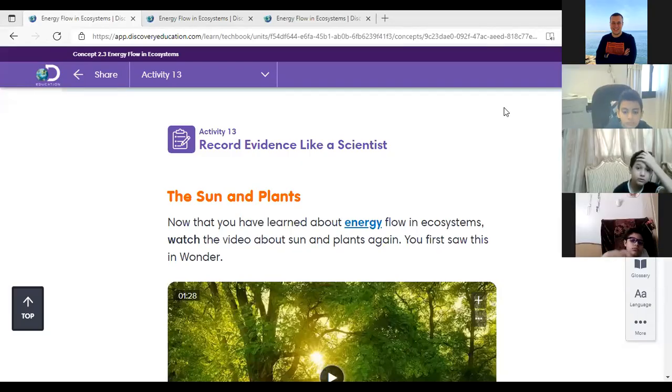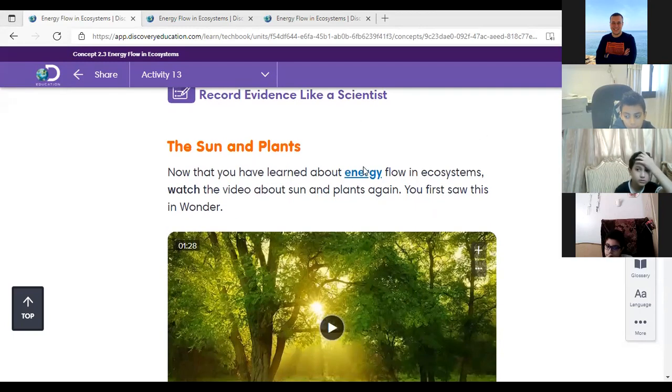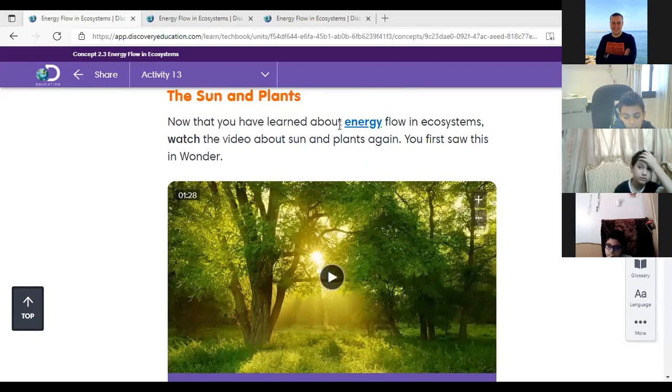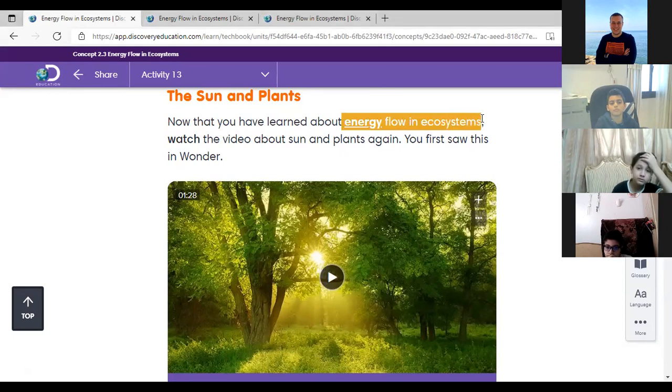Grade 5, this is activity number 13 on page 113 of our textbook. It says, record the evidence like a scientist, the sun and the plants. Now that you have learned about energy flow in ecosystems, watch the video about the sun and the plants again. You first saw this in the section named Wonder. Before we started the video, I need someone to tell us how the energy flows in ecosystems.